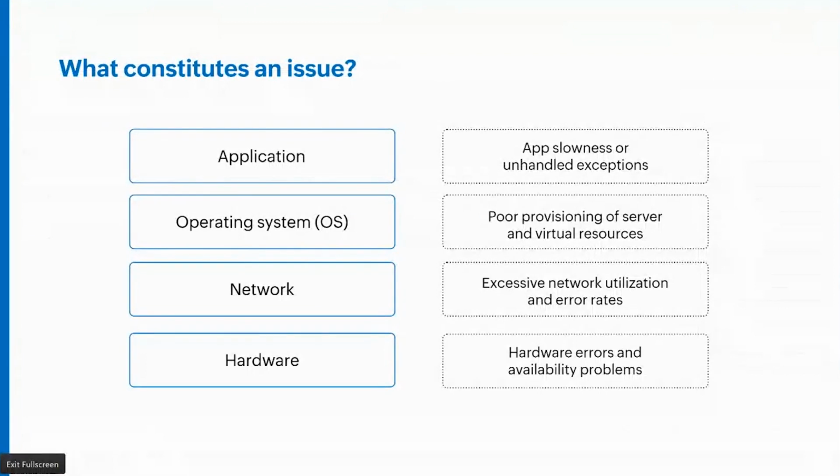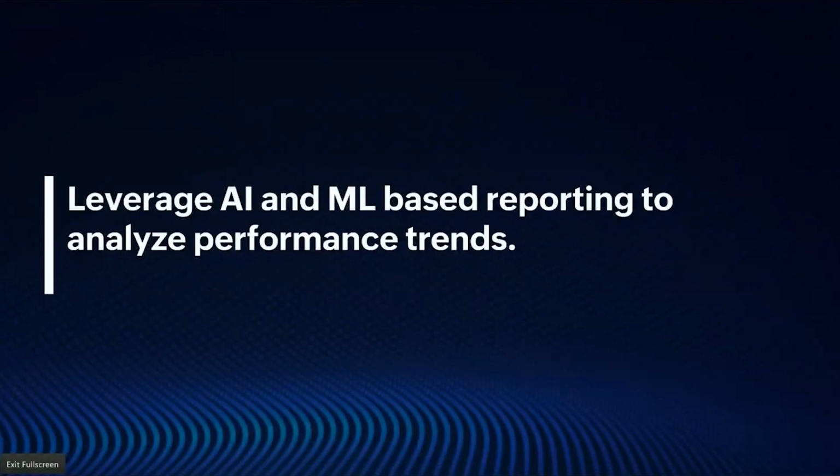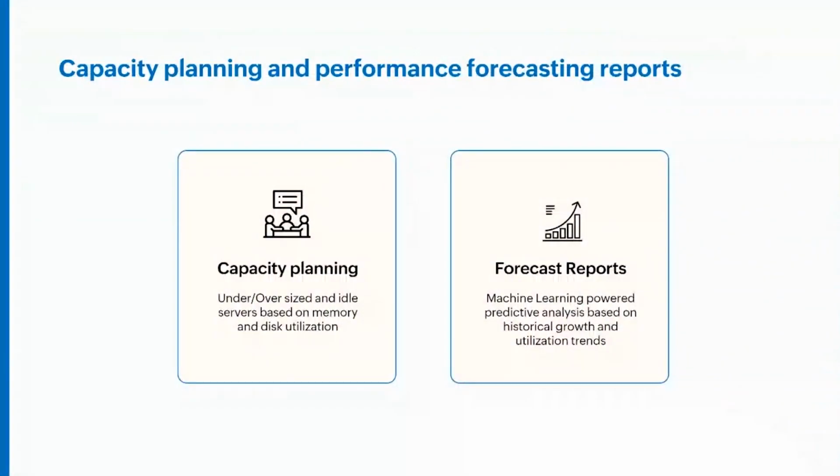Let's look into the next topic. How AI and ML based reporting will help us to analyze the performance trend. When we talk about the AI and ML based reports, there are two main reports you need to focus on. First one is capacity planning, and second one is forecast report.